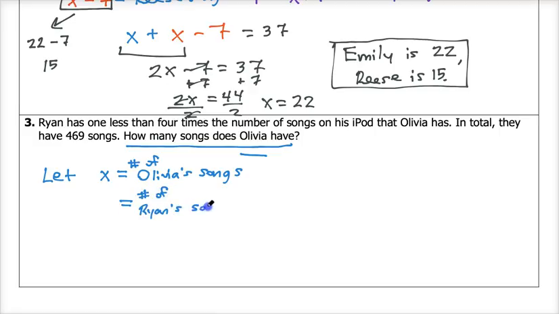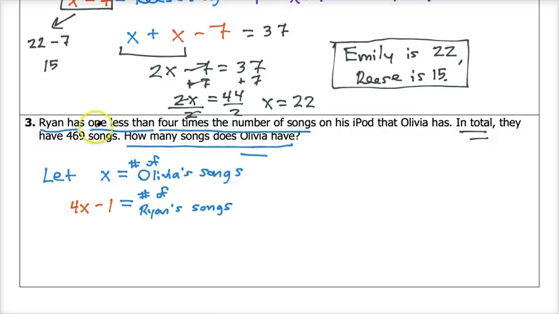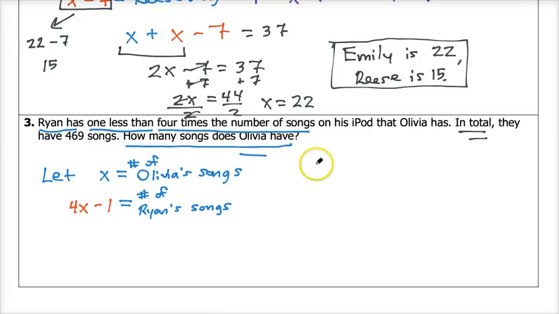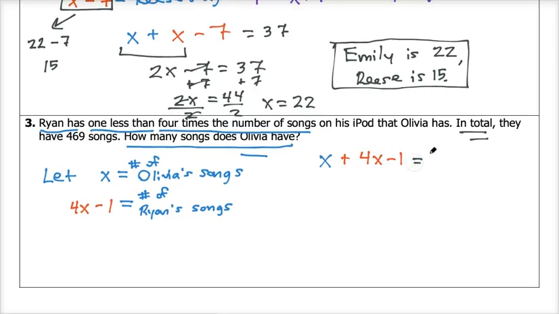And again, I don't know how many songs he has, but I know how many he has in comparison to Olivia. It says that he has 1 less than 4 times the number of songs that Olivia has. So if we take Olivia's number of songs, X, we multiply it by 4, that's 4X, and then we subtract 1, that's the 1 less than, that's how many songs Ryan has. It says that in total, so that means adding them together, they have 469 songs. So my equation will be X plus 4X minus 1 equals 469.